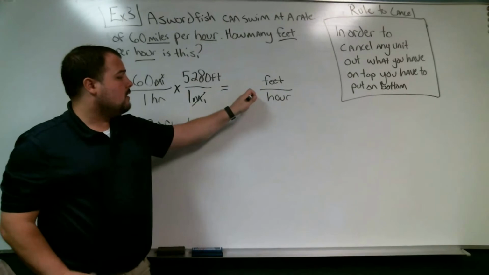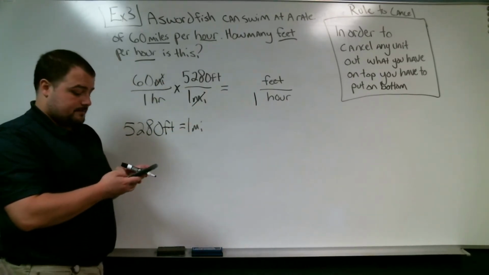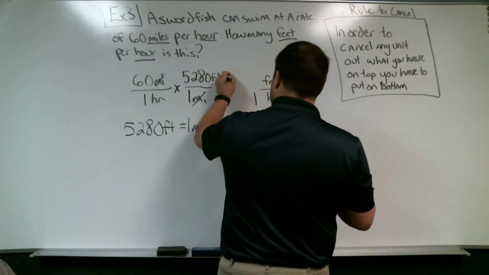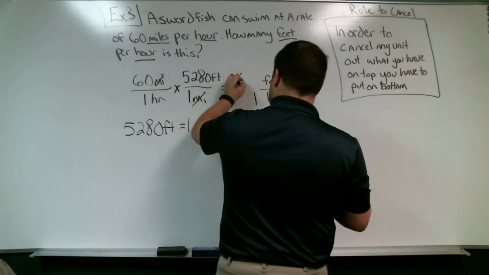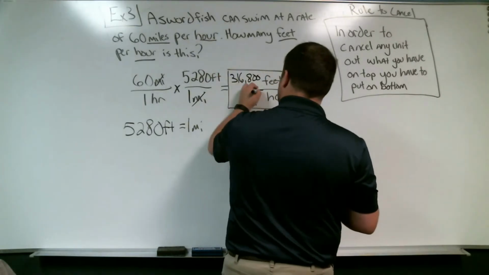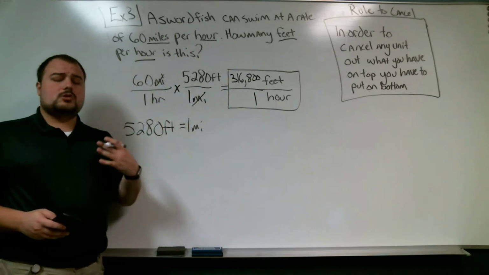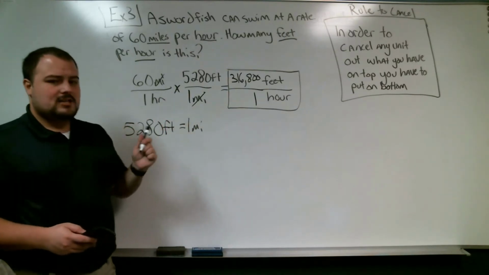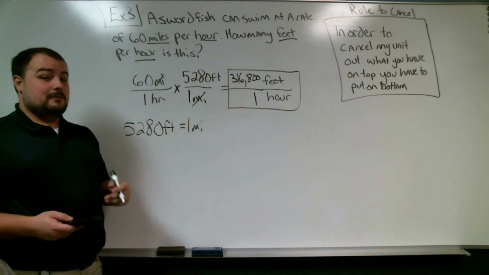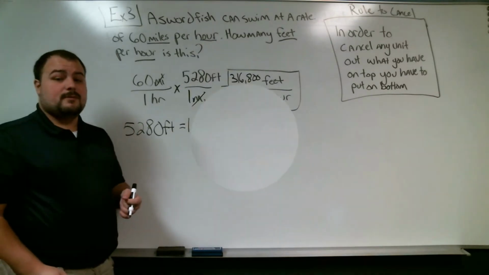1 times 1, that's 1. 60 times 5,280, I'm going to use a calculator. When I take 60 times 5,280, I get 316,800. So what this really means is that if a swordfish can swim at 60 miles per hour, it's swimming 316,800 feet in 1 hour. That's a huge amount of distance for a fish to swim. Let's go ahead and try another problem.